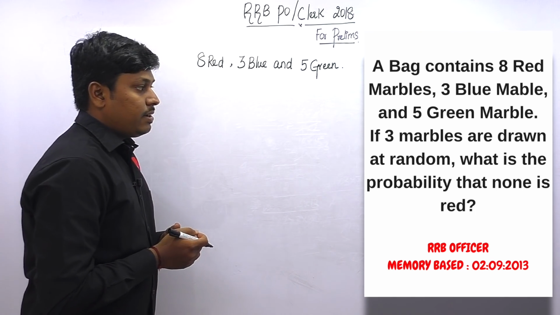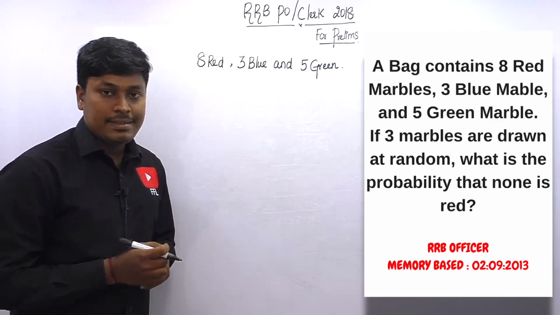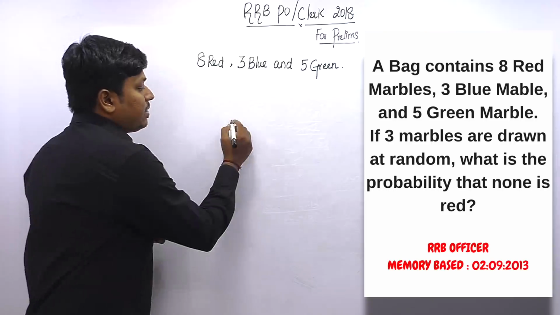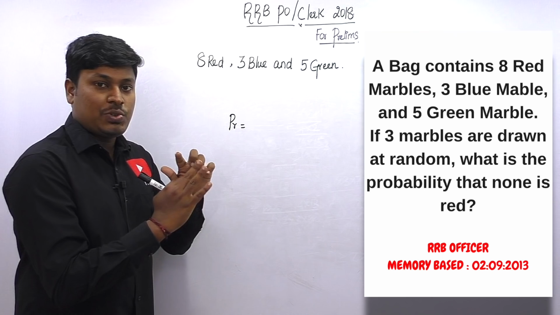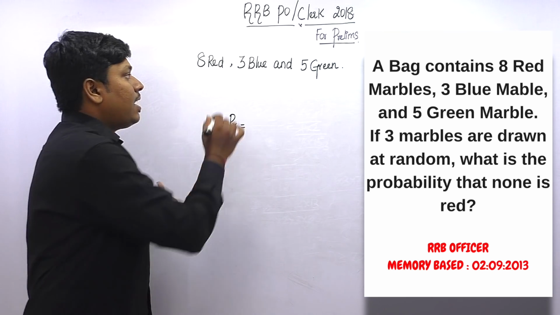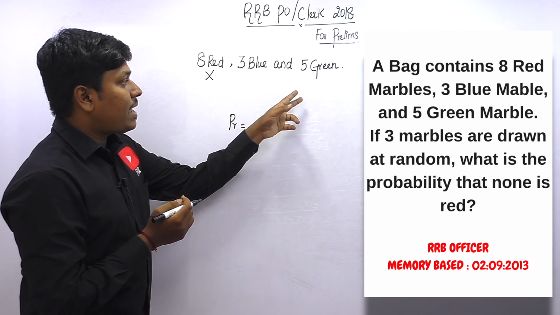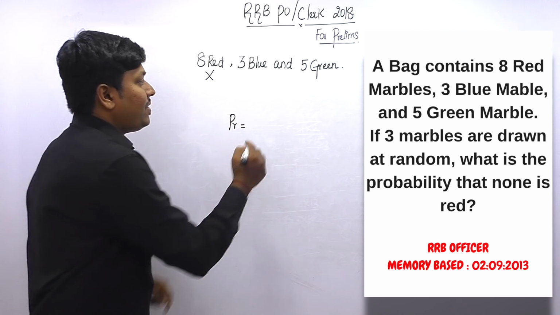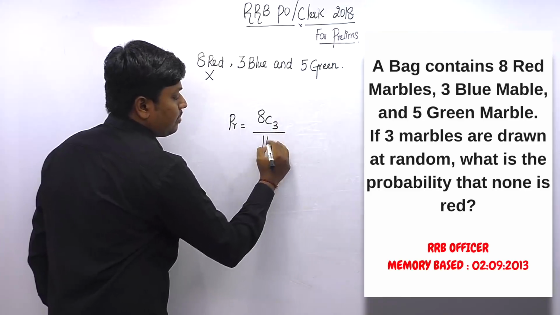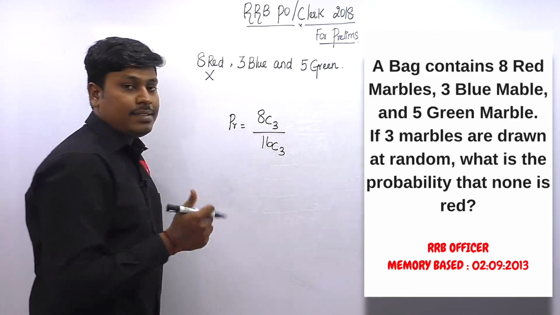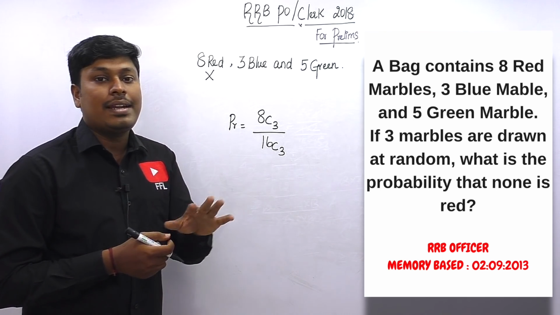Question number 3. If 3 marbles are drawn at random, what is the probability none is red? Similarly our target is to find the probability, but we pick 3 balls and there should not be any red ball, which means we eliminate the red balls. Other than red balls we have 5 green and 3 blue, so totally we have 8 balls. From these 8 balls our target is to pick 3 balls, divided by the total possibility 16C3. So none is red, which means all the 3 balls should not contain any red color.